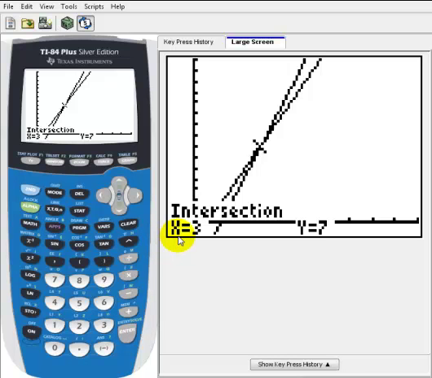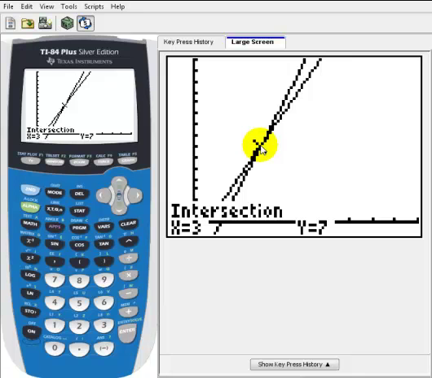Now, our equation was in x, so x equals 3 is the solution to the equation that we are solving. Y equals 7 is what the two sides of the equation are both equal to when x is equal to 3. But it's always going to be the x coordinate of that intersection point that gives you the solution to the equation.